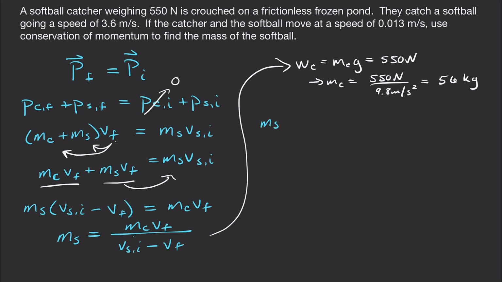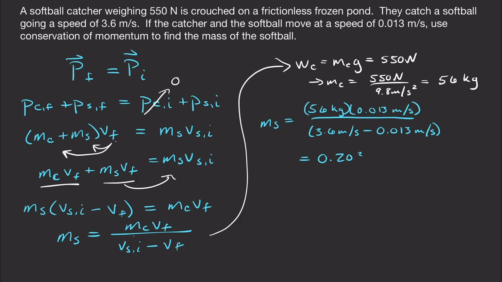I have the mass of the softball is 56 kilograms times the final velocity, which is 0.013 meters per second. So moving kind of slow. All over 3.6 meters per second minus 0.013 meters per second. And that's going to equal 0.203 kilograms, or 203 grams, which is about the size of a softball.